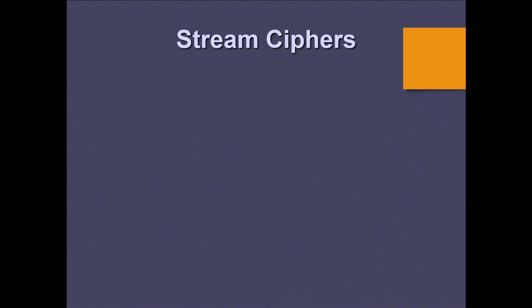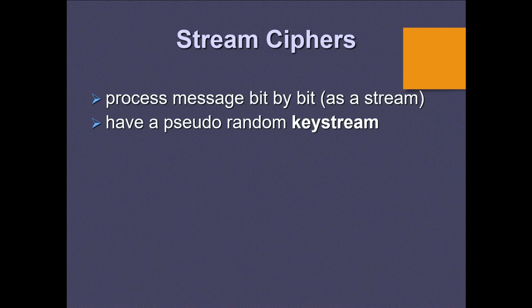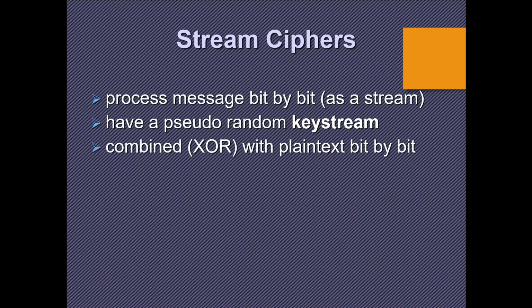Let us see about stream ciphers. A typical stream cipher encrypts plain text one byte at a time, although a stream cipher may be designed to operate on one bit at a time or on units larger than a byte at a time.